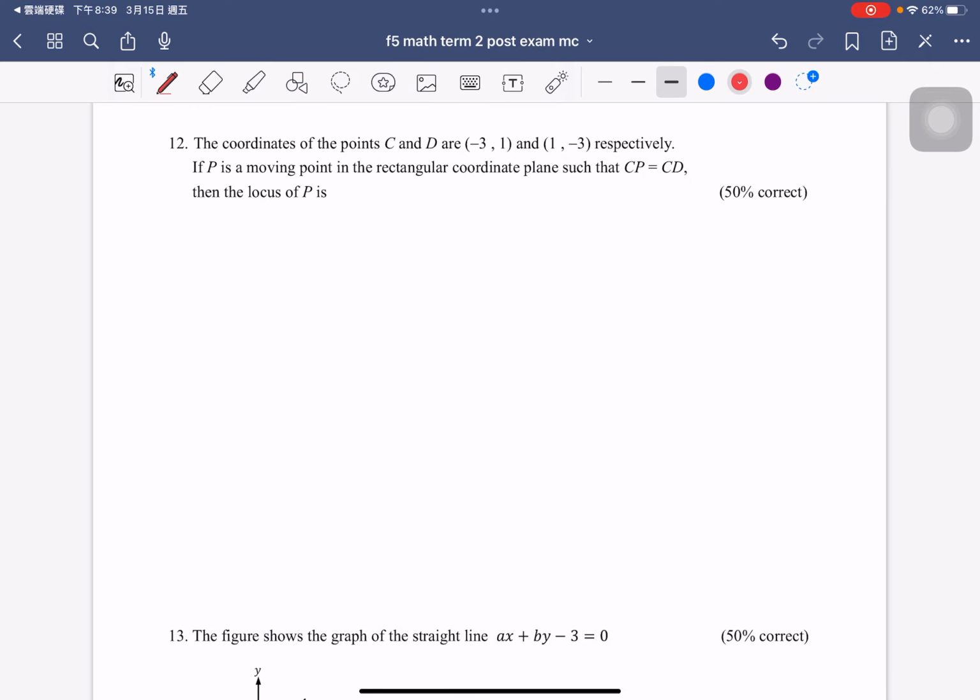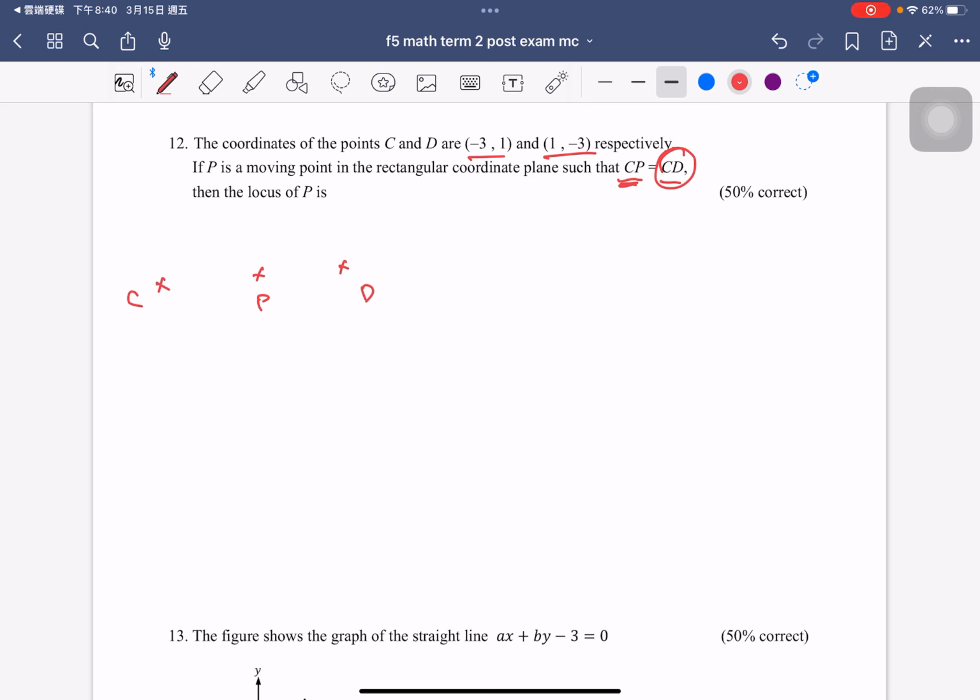So let's talk about question 12. The coordinates of the points C and D are (-3, 1) and (1, -3). P is a moving point such that CP is equal to CD. Okay, so CD is something you know. P is the unknown, so there's only one fixed point actually. So now we have this is C, and then this is B, and then this is D.